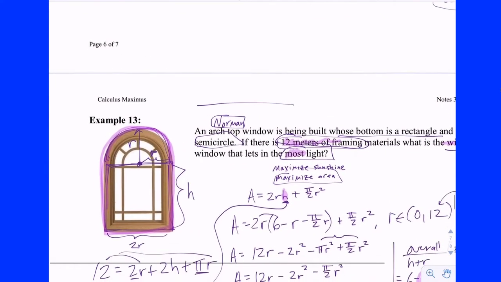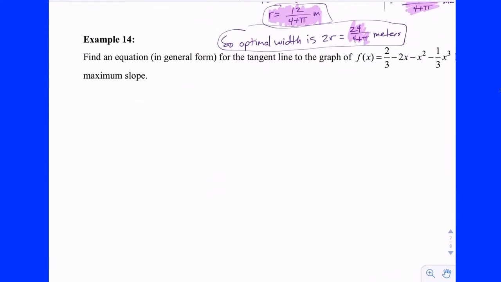All right, the last one. The last one on the notes is similar to the very first question on the worksheet. Because the worksheet is all just kind of random. Force you to kind of think.